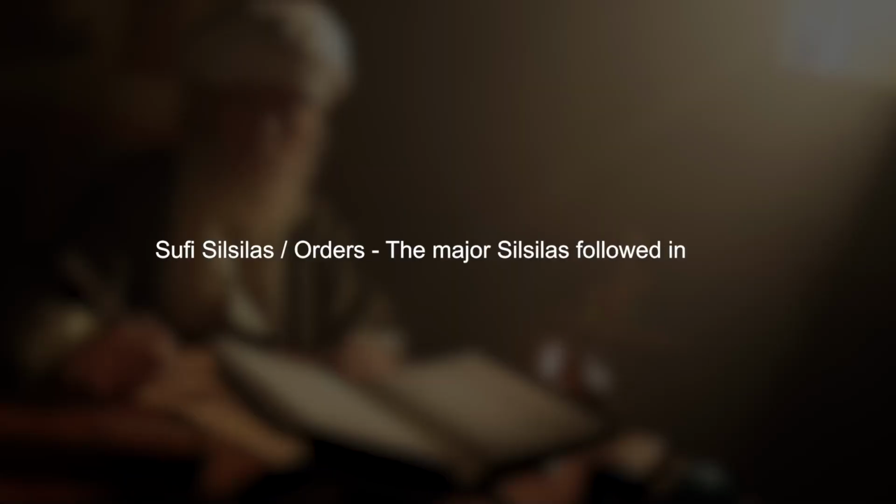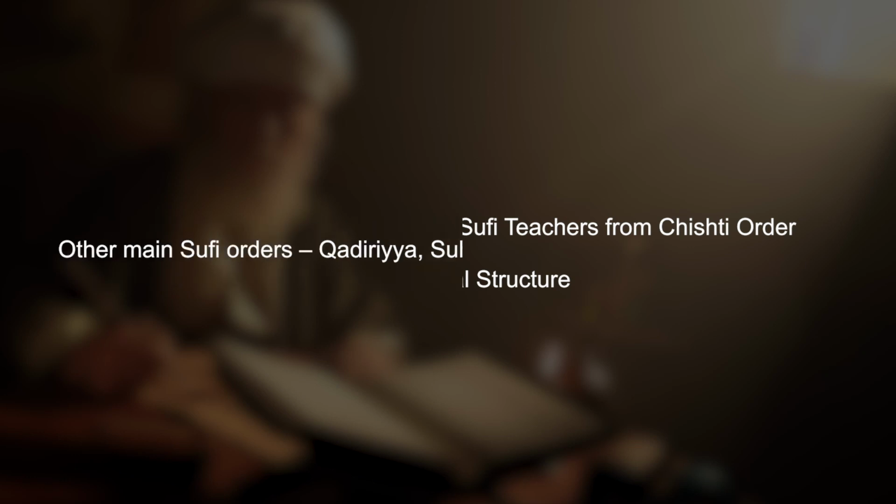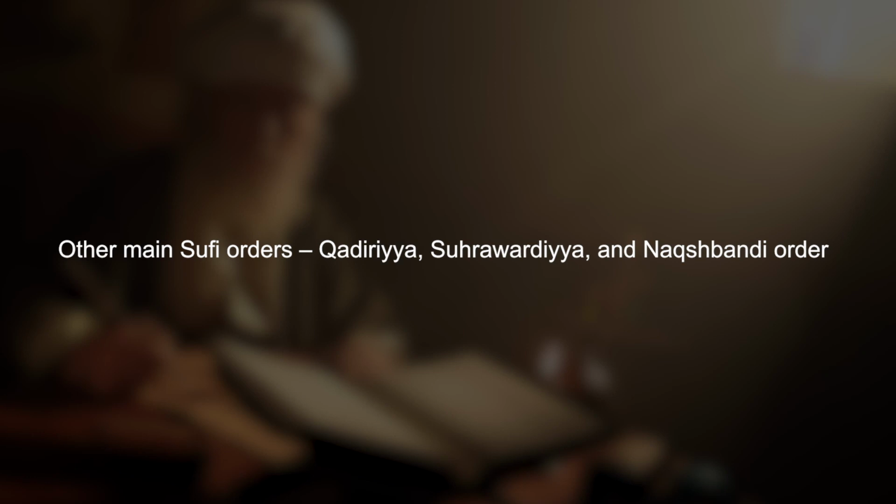In this module, we will be dealing with the following. What is the Sufi movement? Sufi Silsilas or orders, the major Silsilas followed in India. Then we will be seeing Chishtiya order, Khanqahs, Langar, Sufi teachers from Chishtiya order and their impact on the Indian social structure. Then we will be seeing the other main Sufi orders that are being practiced in India, that is Qadriya, Suhrawardiya and Naqshbandi order.